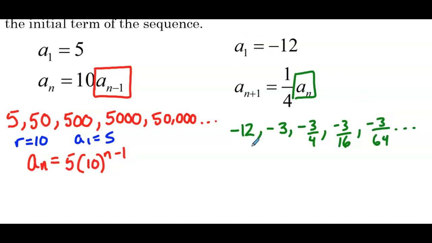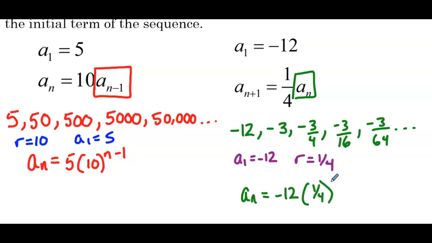So the first term, it's already up here, but it doesn't hurt to rewrite it. A sub 1 equals negative 12. The common ratio, which we identified from the other equation, was 1/4. So the explicit formula here, a sub n equals negative 12 times 1/4 to the n minus 1. And there we have our explicit formula for this sequence, which they gave us recursively.